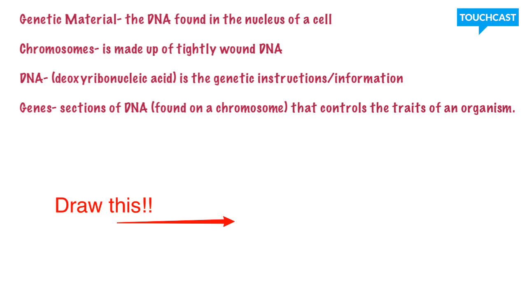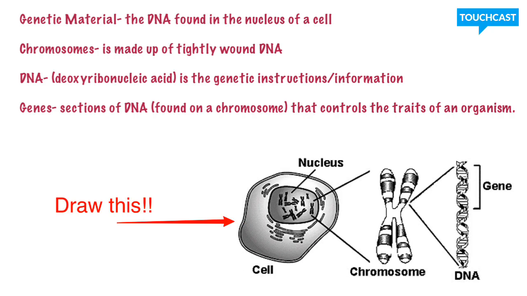And to help you out, I want you to draw this picture, which is going to make it seem more accessible. You have your cell, inside is your nucleus, where we find our chromosomes, which are made up of tightly wound DNA, and sections of that DNA is a gene. Still don't have it? Don't worry, we're going to focus on that big time in class.